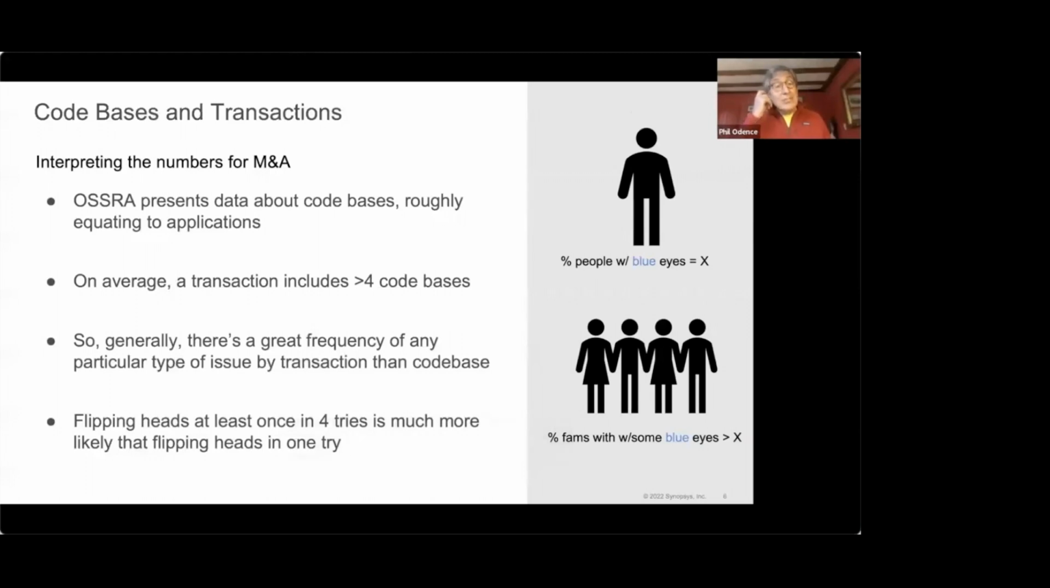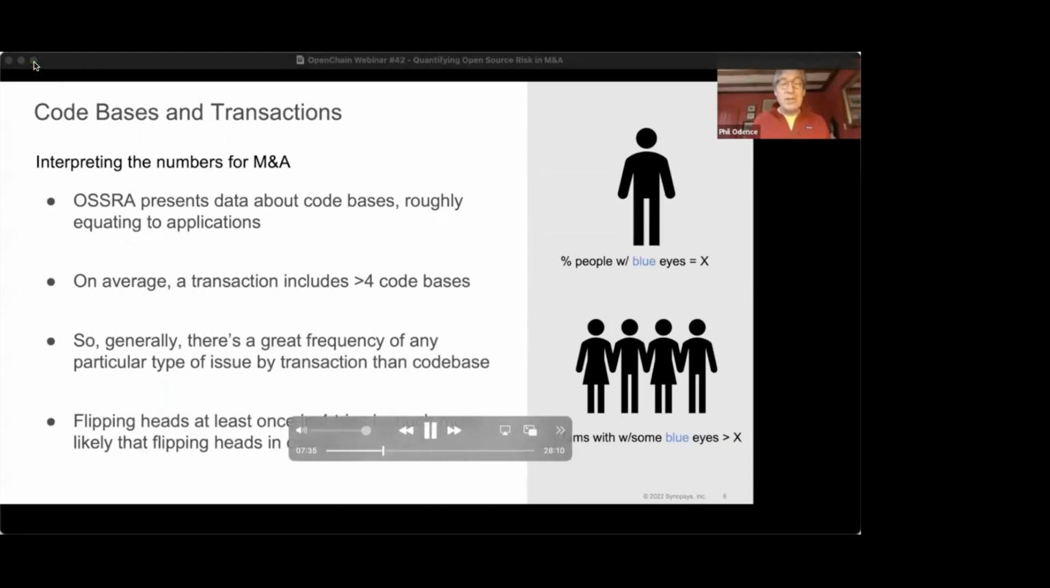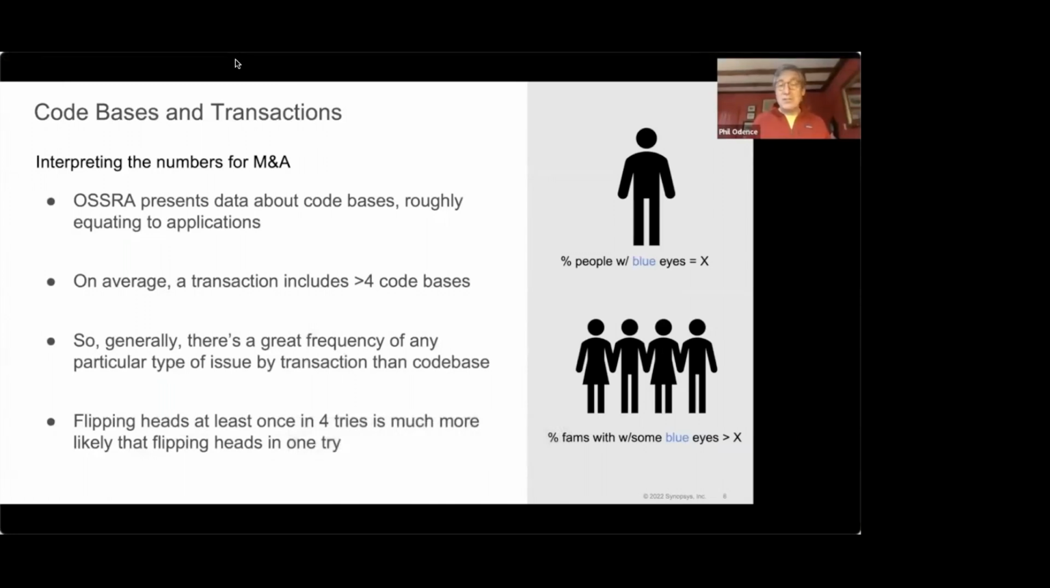So in general, and I think it's not a mathematical proof, but I think you can say that in general, there's a greater frequency of any type of issue on a transaction basis than a per code base basis. And I've got 2 analogies here. One is if flipping heads is a problem, and you try it once, that would be like a code base: you got a 50-50 shot. But if there's 4 code bases and you flip the coin 4 times, there's a much better chance that you'll get heads at least once, and that there will be a problem, across those 4 flips or those 4 code bases.